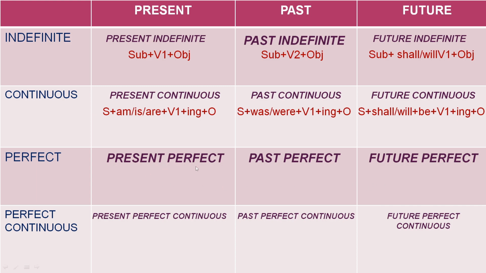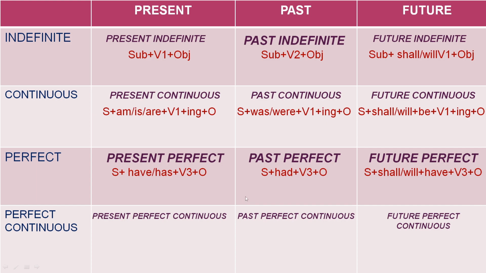Next, in present perfect tense, the sentence structure will be subject plus have or has, then V3, that means the third form of the verb, that means past participle form, then object. In past perfect tense, sentence structure will be subject plus had plus V3 plus object. In future perfect, the sentence structure will be subject plus shall or will plus have, that means shall have or will have plus V3, that means third form of the verb, then object.